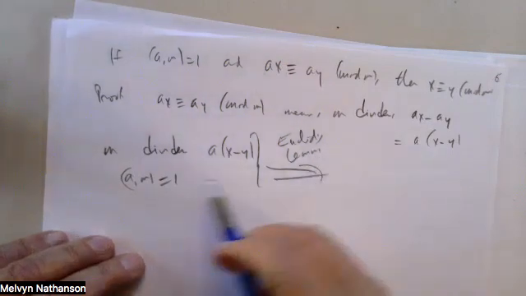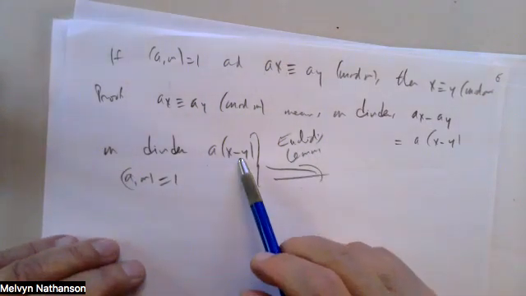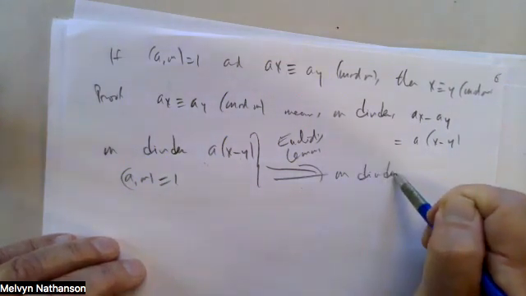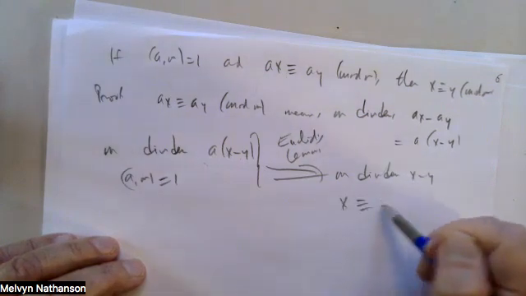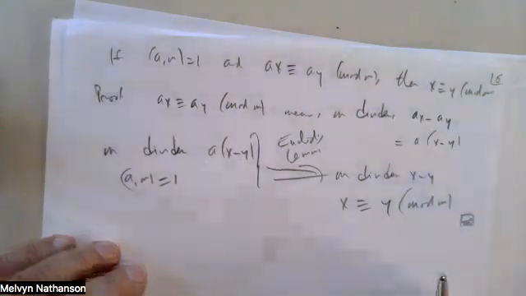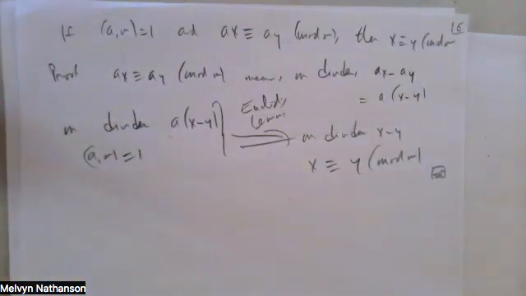with Euclid's lemma. If M divides a product of two numbers and it's relatively prime to one, it divides the other. So M divides X minus Y, or X is congruent to Y mod M. So this is the fact about congruences that we use here, and we use in many, many places elsewhere. Any questions about this?